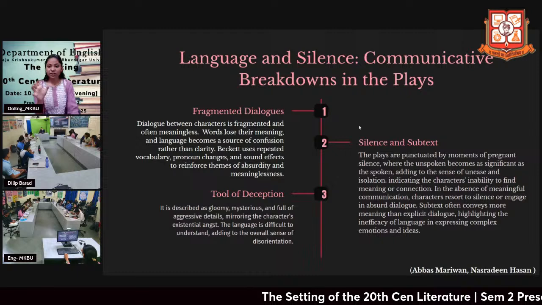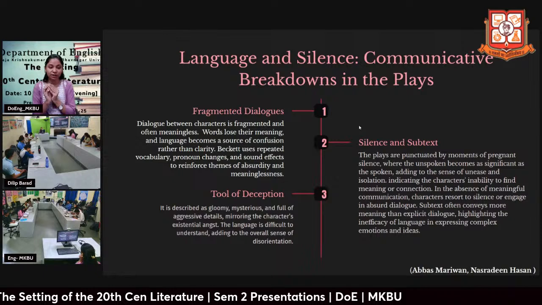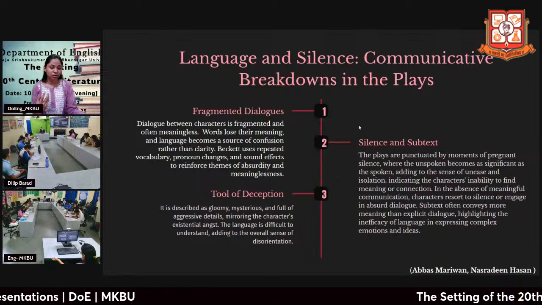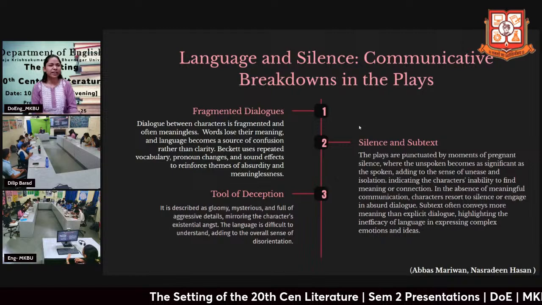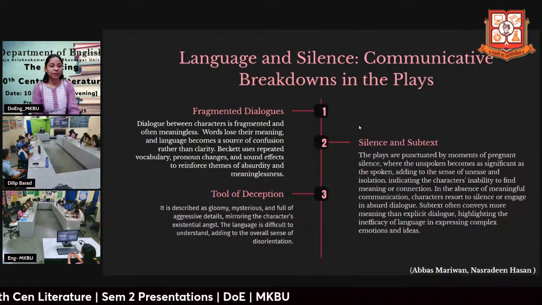Now, language and silence, communicative breakdowns in the plays. Fragmented dialogues. Dialogues between characters are fragmented and often meaningless. Like Meg and Petey, in the morning she was serving breakfast, and the talk between them was very silly and meaningless. Words lose their meaning and language becomes a source of confusion rather than clarity.